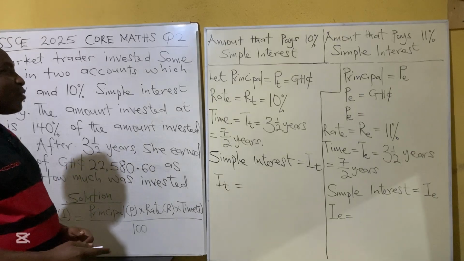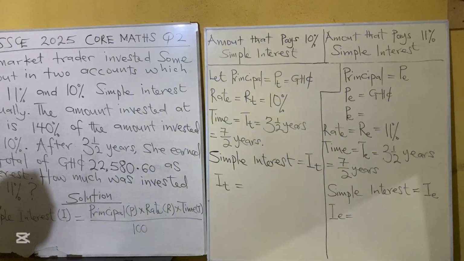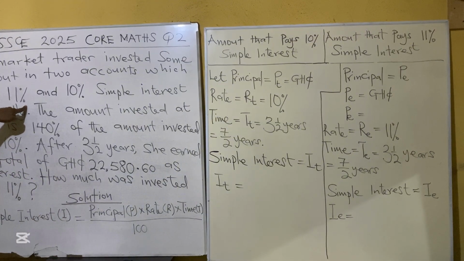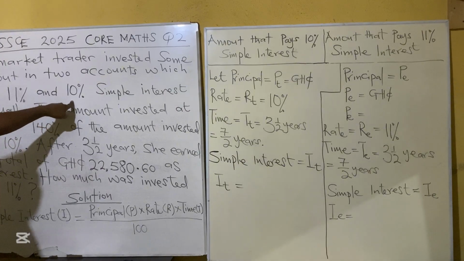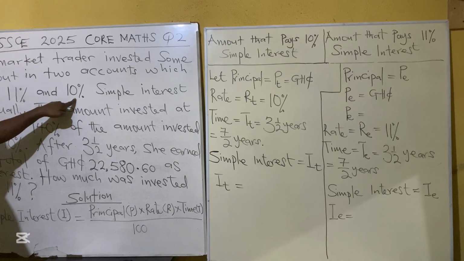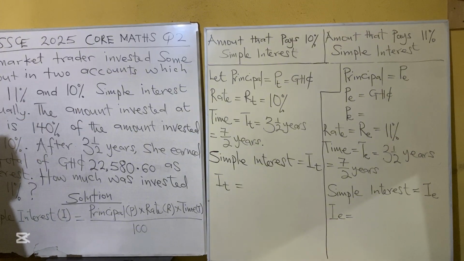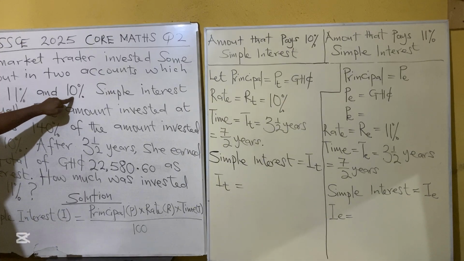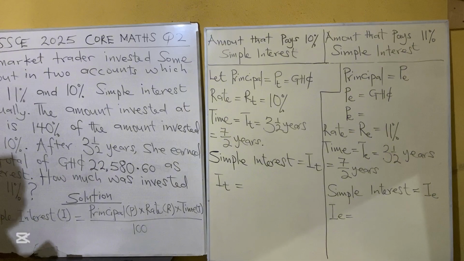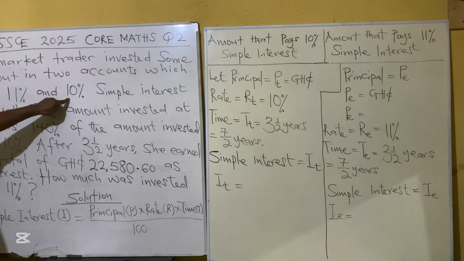The trader invested in 2 separate accounts, one at a rate of 11% per annum. Per annum means in a year. The other account is at a rate of 10% per annum. Now, the question did not explicitly tell us the principal for the rate of 10%, but it says that the principal for the rate of 11% is 140% of that of the 10%.